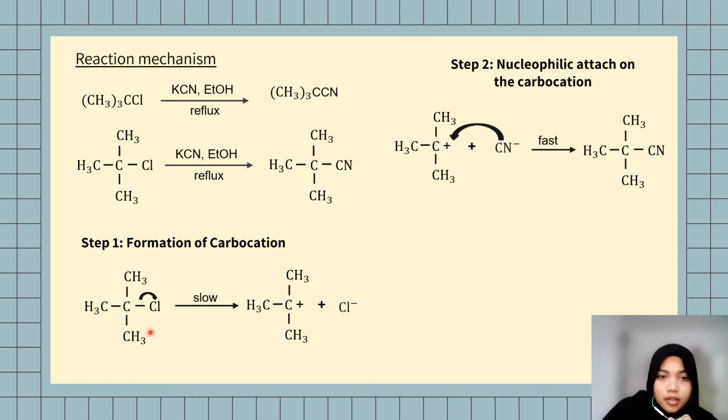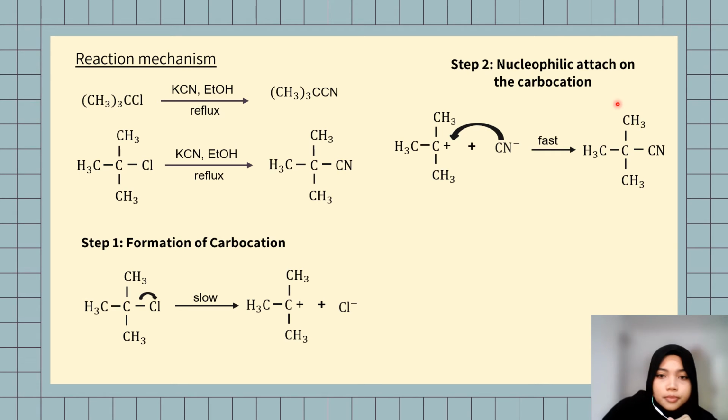The bond between the carbon and halogen will undergo heterolytic bond fission, and the reaction will proceed slowly, and the result will be a carbocation intermediate and a halide ion. The carbocation is positively charged, and the halide ion is negatively charged. So this product, the carbocation intermediate, will be used for step 2.